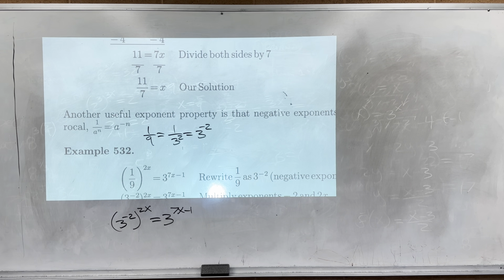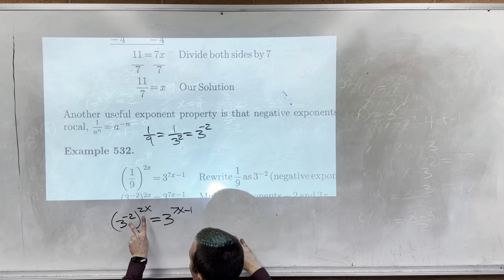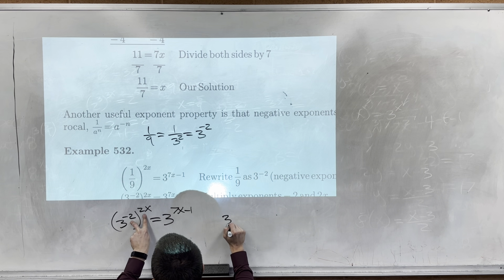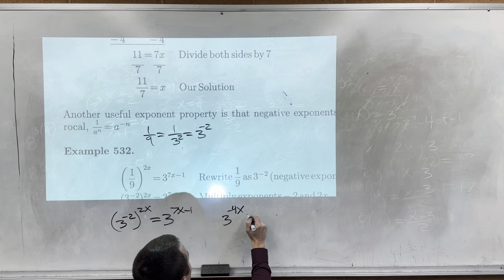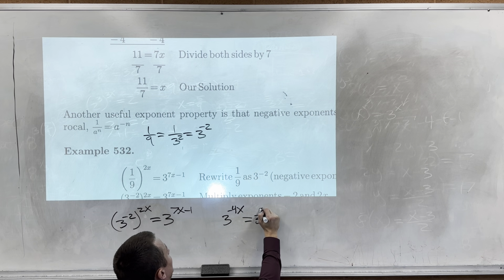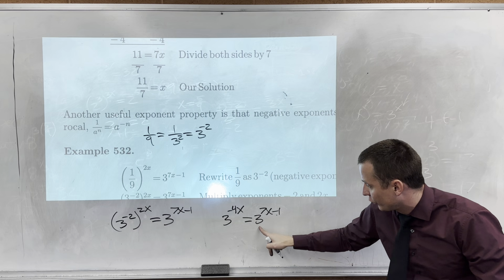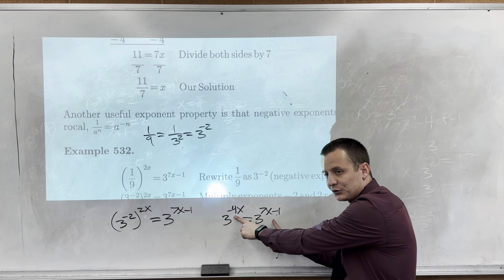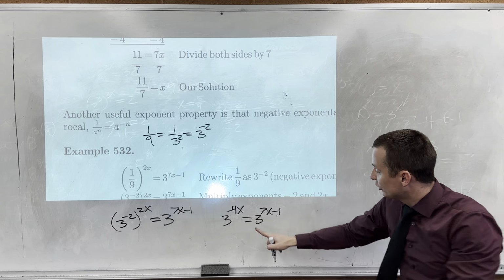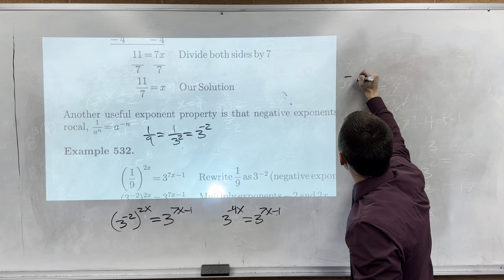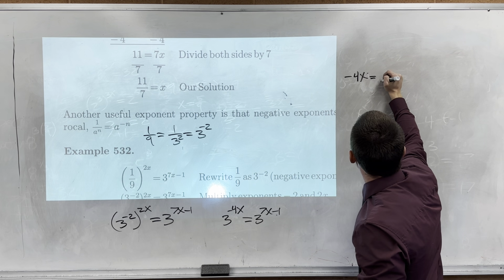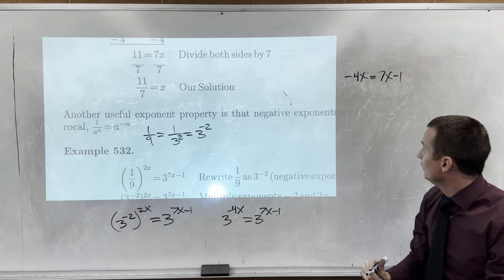Combine. How do we combine them? Do we add them? We multiply them. Good, we multiply. So multiplying those two together, we get 3 to the minus 4x is equal to 3 to the 7x minus 1. Now I have 3 to something is equal to 3 to the something. Those somethings have to be equal. And so their exponents have to be equal, so I get negative 4x has to equal 7x minus 1.